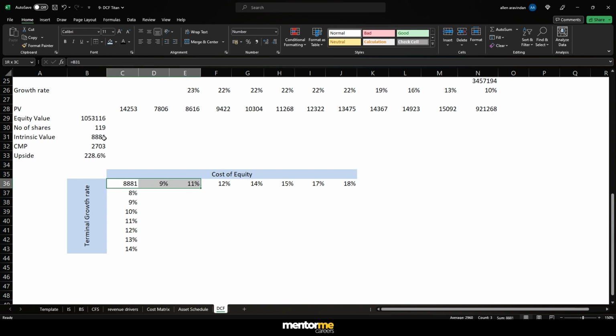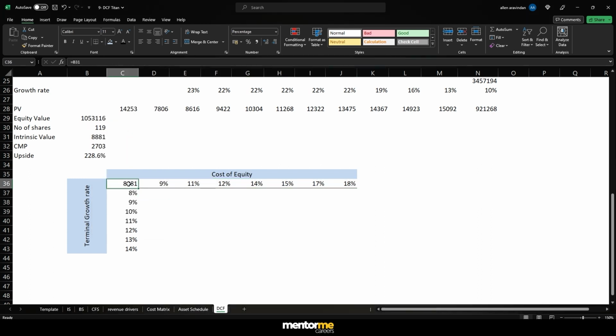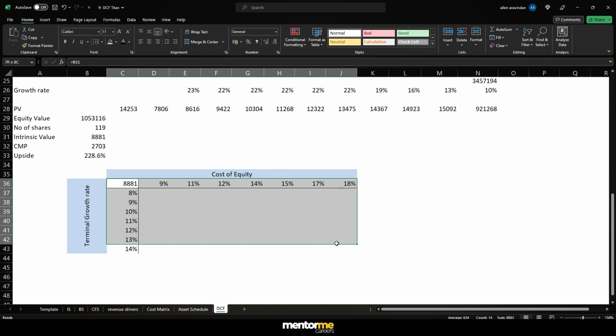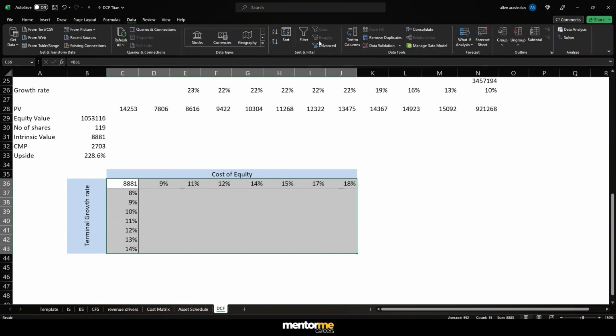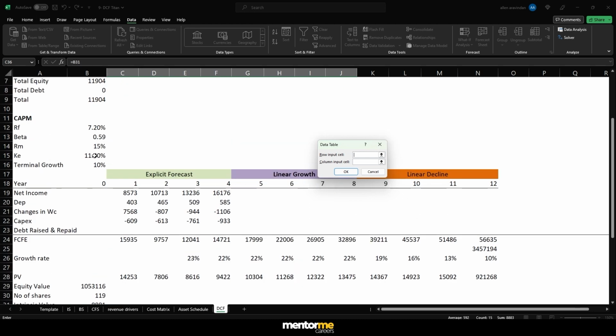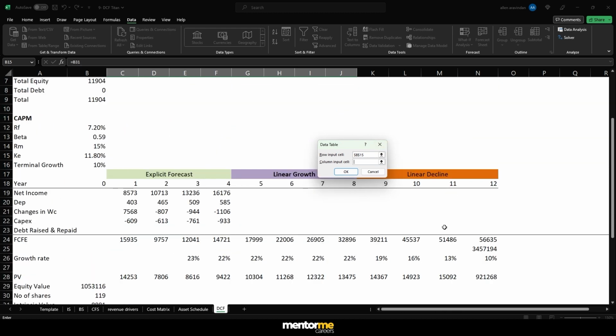So that's our intrinsic value. So let's just put some borders out here. We want to sensitize the intrinsic value out here. So let me just put some right border, and let's select the table, go to data, click on what-if analysis, data table. Now row input, as you can see, is cost of equity. So we'll select cost of equity, and the column is basically the terminal growth rate, which is coming up from here, right?